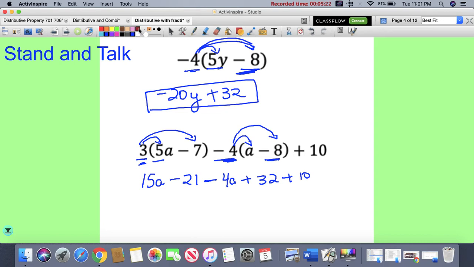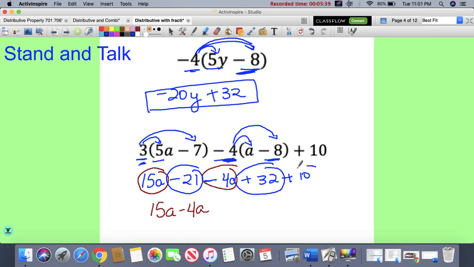Now, we go to what we did the other day, which is combine like terms. So this guy and this guy are the same. I'll write them next to each other. And then I'm going to use another color. So negative 21 plus 32 and plus 10. Negative 21, plus 32, and plus 10 are all like terms. So those three will be combined together.